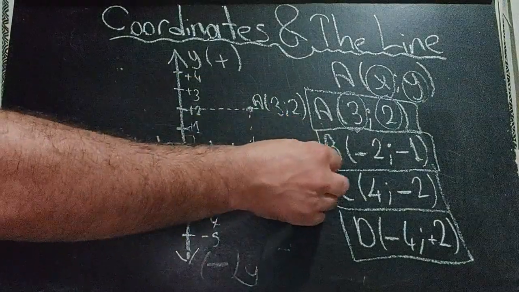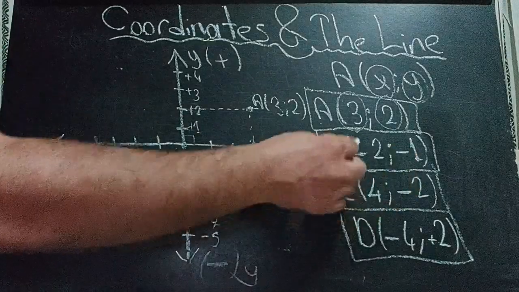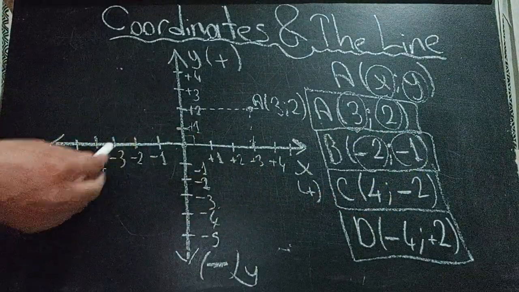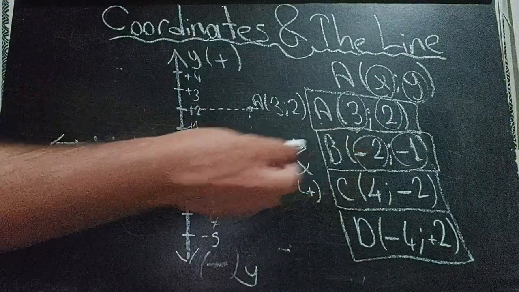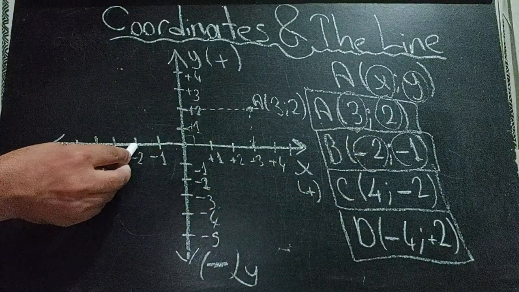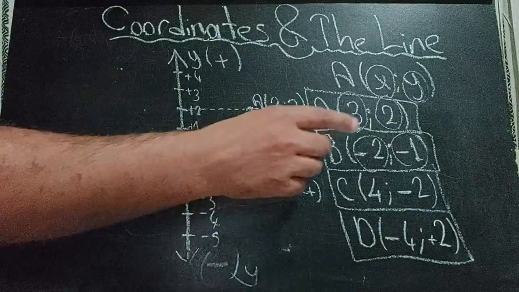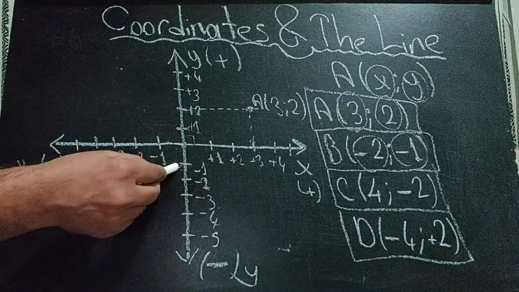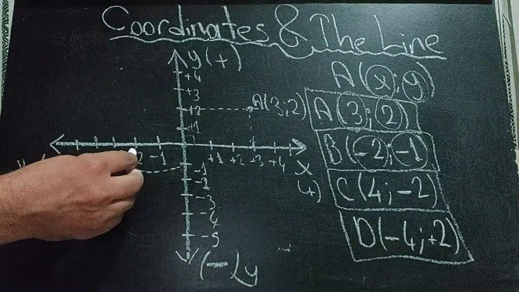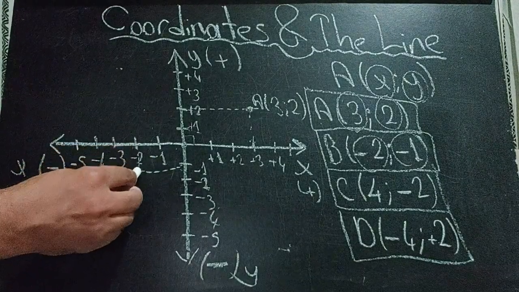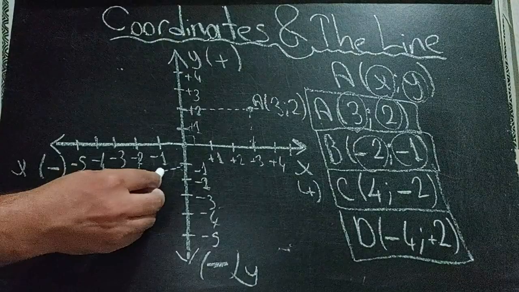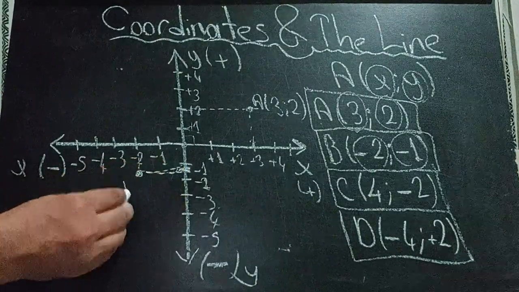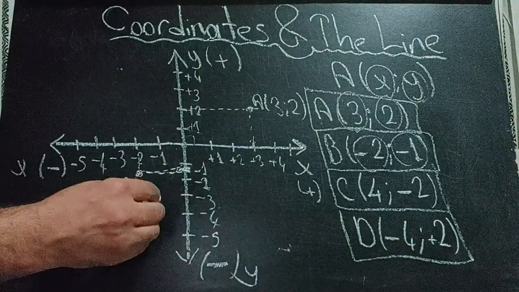For that one, B, negative 2, negative 1. This is x, this is y. Right now, let's come to my coordinate system. Negative 2 for the x is there, and negative 1 for y is there. For y, you extend horizontally, and for x, vertically. They will meet there. That will be B, which is negative 2, negative 1.